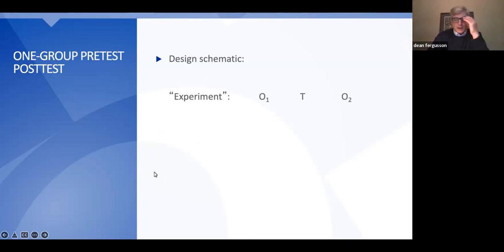So a simple quasi-experimental design would be a single group experiment where you have observations done on a group. You introduce the intervention, and then you have post follow-up observations on that same group. So this is a typical one group pre-test, or one group before and after test.